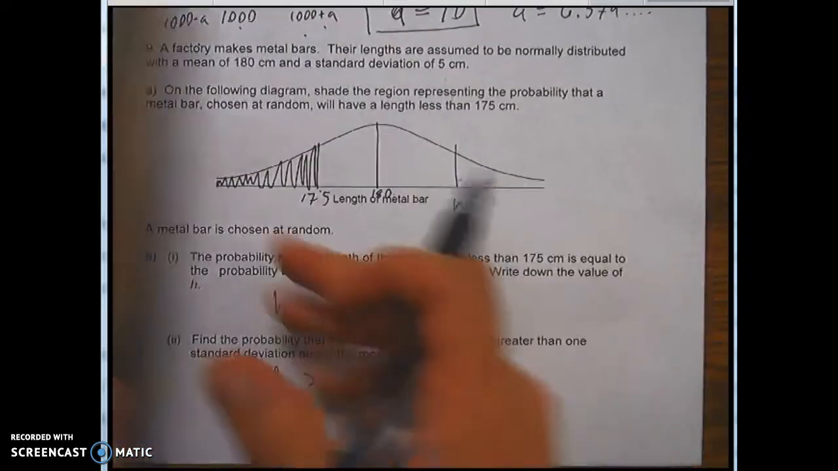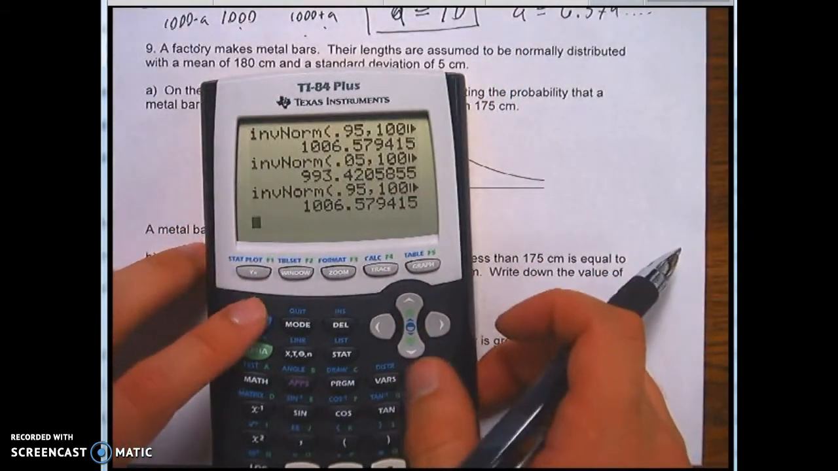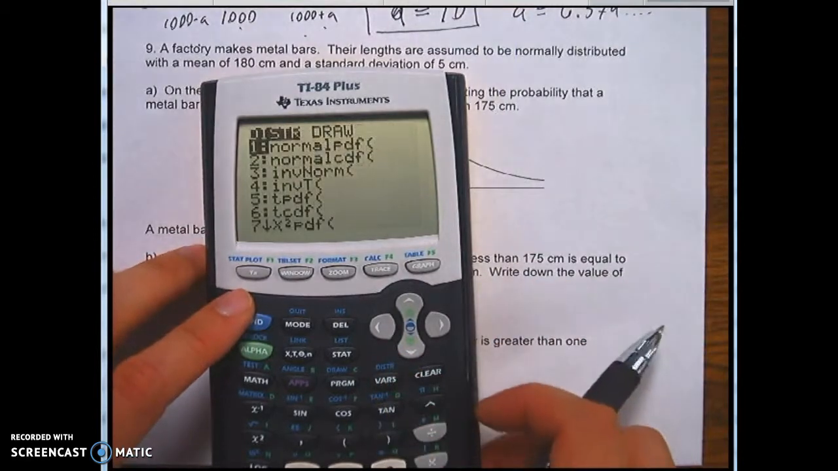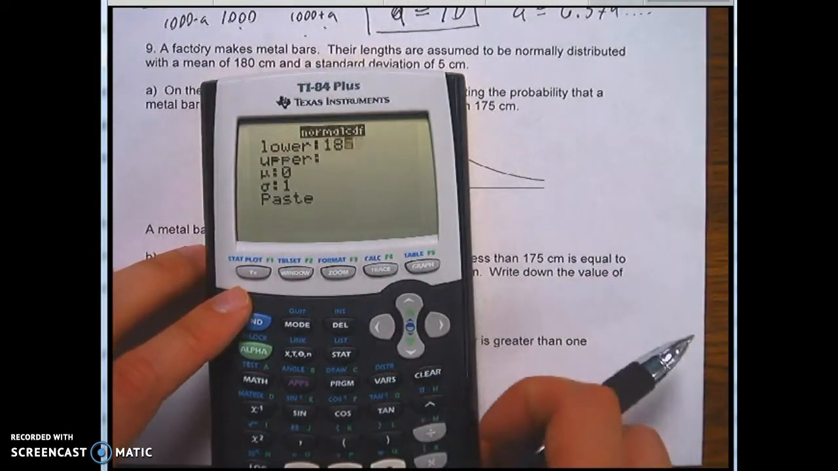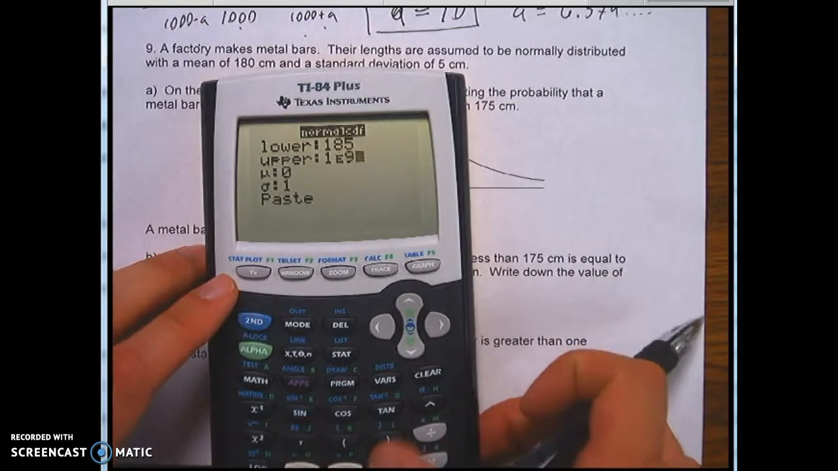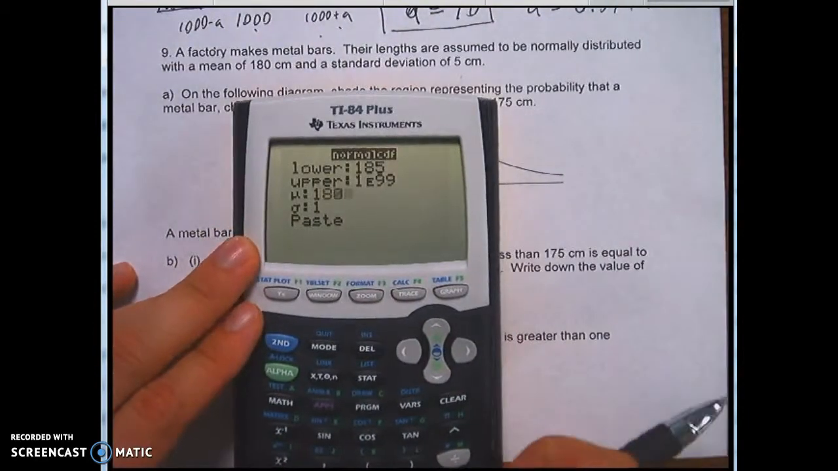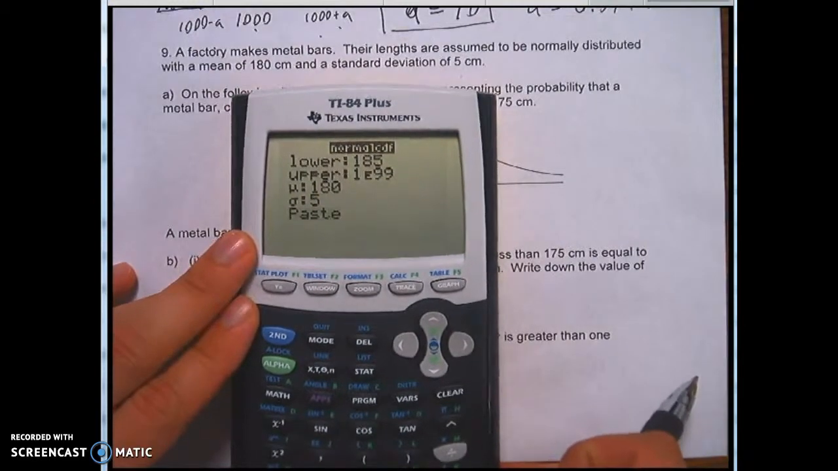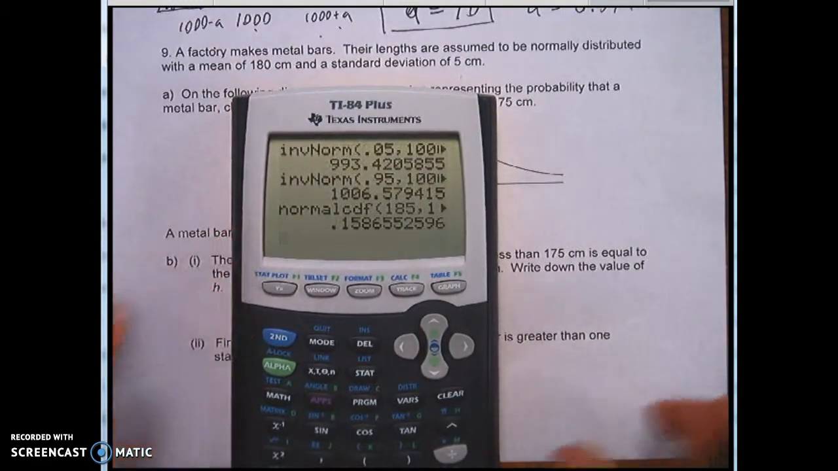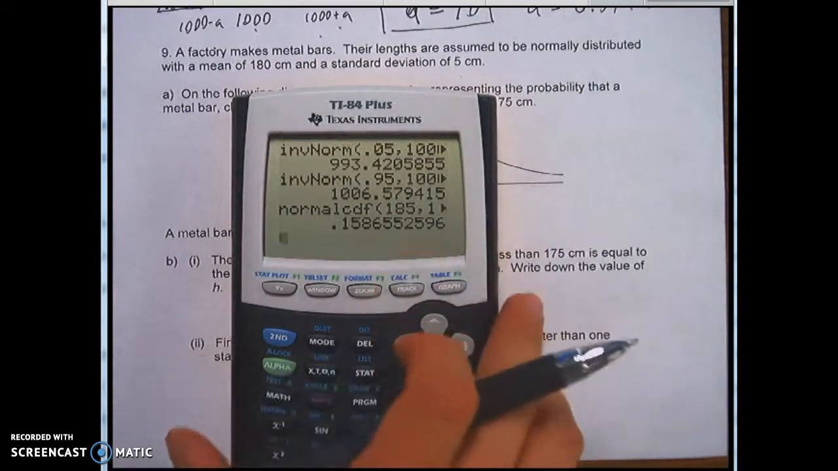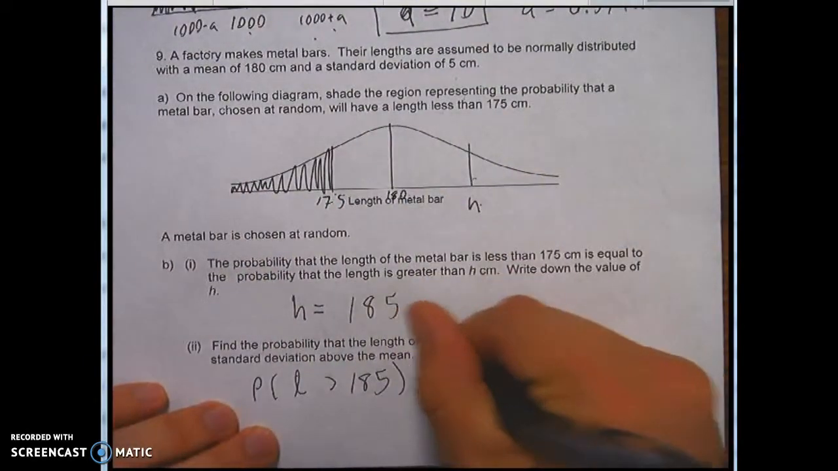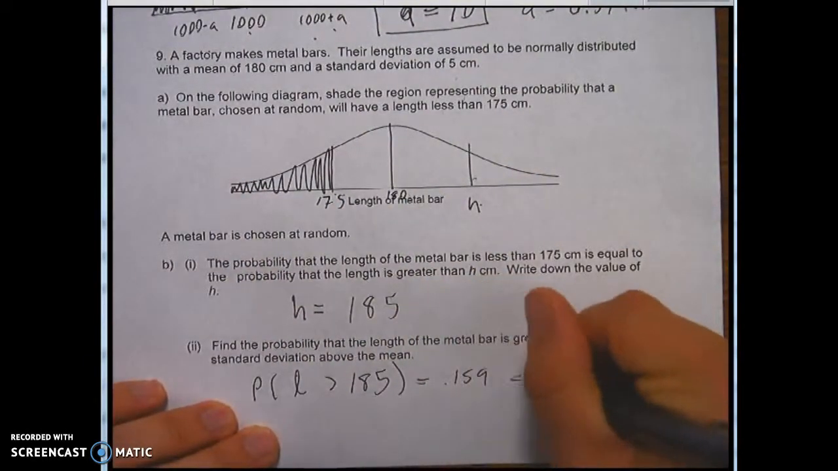That's just stat calc 2. Or sorry, second vars 2. 185, 999. The mean is 180. Standard deviation is 5. And it's going to be approximately 0.159, which is 15.9%.